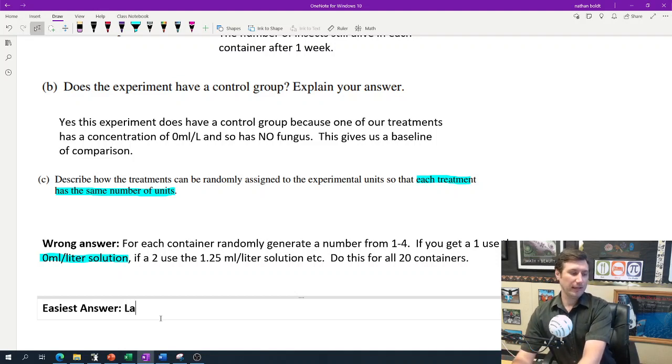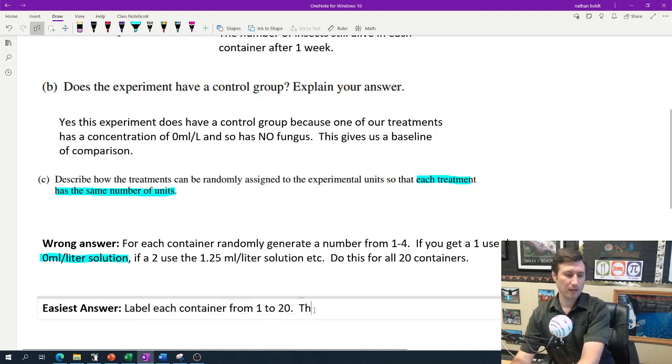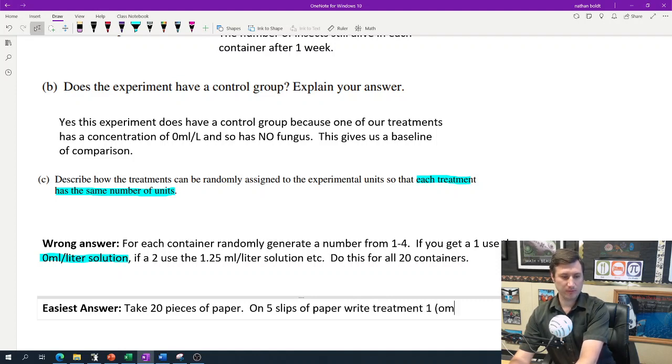So first, label the containers from 1 to 20. Okay, label your containers. Then, actually not necessary in this, I'm sorry. It's not a bad idea, but, all right, take 20 pieces of paper. On 5 slips of paper, write treatment 1. 0 milliliters per liter.